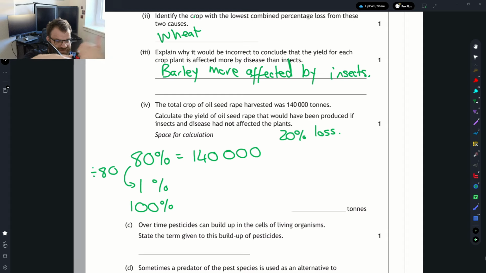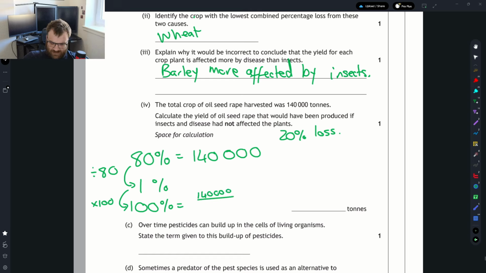Calculator you can use, if you need to figure out how it all fits together. And then how do we go from 1 up to 100? We can multiply by 100. So then if we do the same on the other side, 140,000 over 80 times 100 into the calculator, and then I get 175,000 tons as an answer. That's my kind of way I would deal with them.